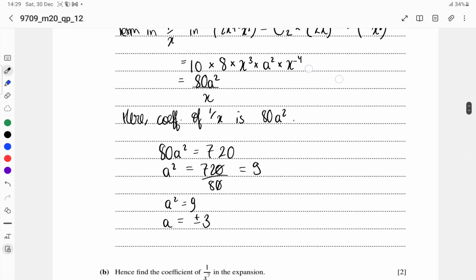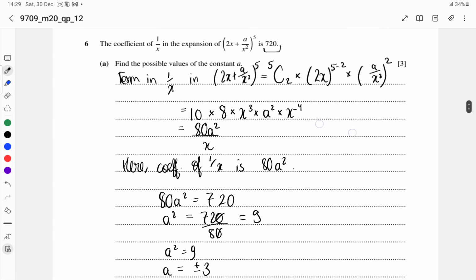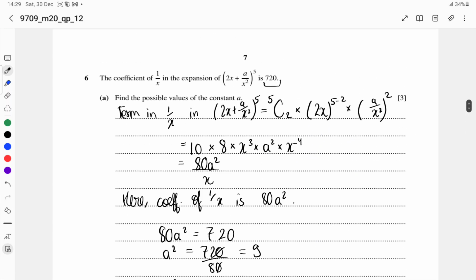Hence find the coefficient of 1 by x to the power 7 in the expansion, right? So how are we going to get 1 by x to the power 7? To get 1 by x to the power 7, we need to give power 4 and then 1. So this is going to work, right? Yeah. So we need to distribute the power 1 and 4 in this binomial expansion.